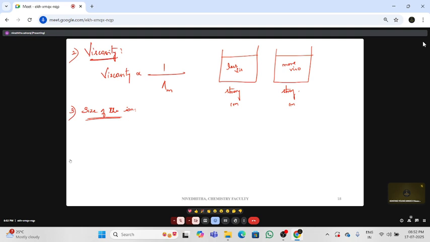If the size is lesser, then they are free to move. So what we'll be expecting is if the size of the ion is less, then they are free to move, then molar conductivity will be greater, right? So our expectation is smaller ions will have greater molar conductivity. That is what our expectation is, but actually it is not happening.